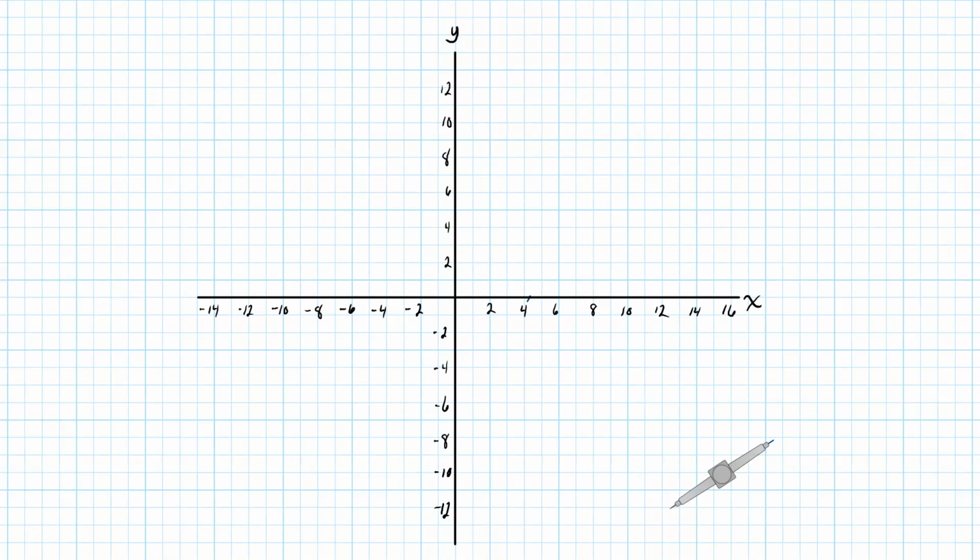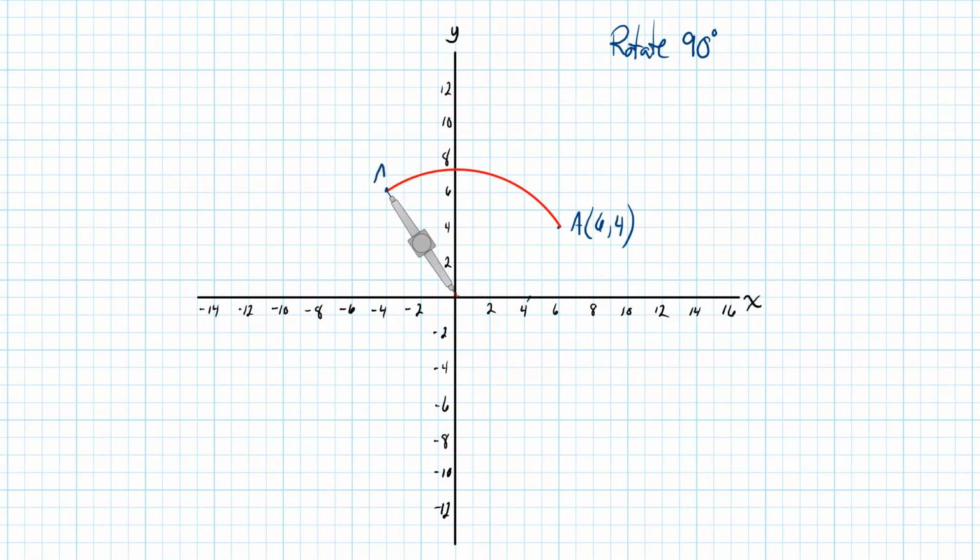So suppose I had a point on my Cartesian plane here at 6, 4. I'll call that point A, 6, 4. And I want to rotate it 90 degrees. I have a compass. I'm going to put it in place, and it'll help us to see how the rotation works. So I'm going to turn this 90 degrees and stop more or less when I get to 90 degrees. And I'll put a point there. We're going to call that A prime, and A prime we can see is located at -4, 6.